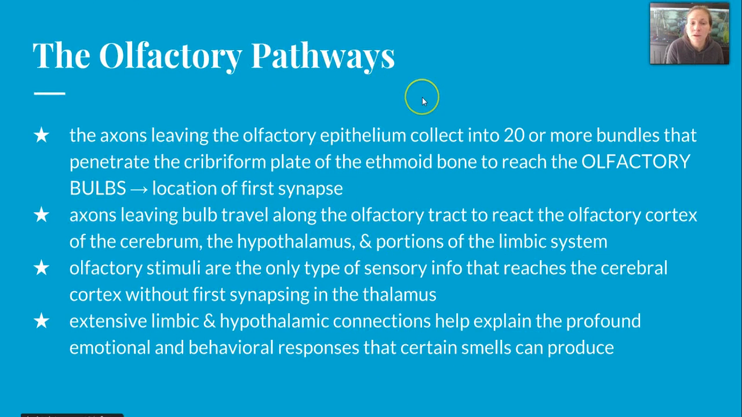The olfactory pathways include the axons leaving the olfactory epithelium that collect into about 20 or more bundles that penetrate the cribriform plate of the ethmoid bone to reach the olfactory bulbs. This is the location of the first synapse. And now these bundles are components of the olfactory nerves. The axons leaving the bulb travel along the tract to reach the olfactory cortex of the cerebrum, the hypothalamus, and portions of the limbic system. Because we have extensive limbic and hypothalamic connections, that helps explain the profound emotional and behavioral responses that certain smells can actually produce for us.